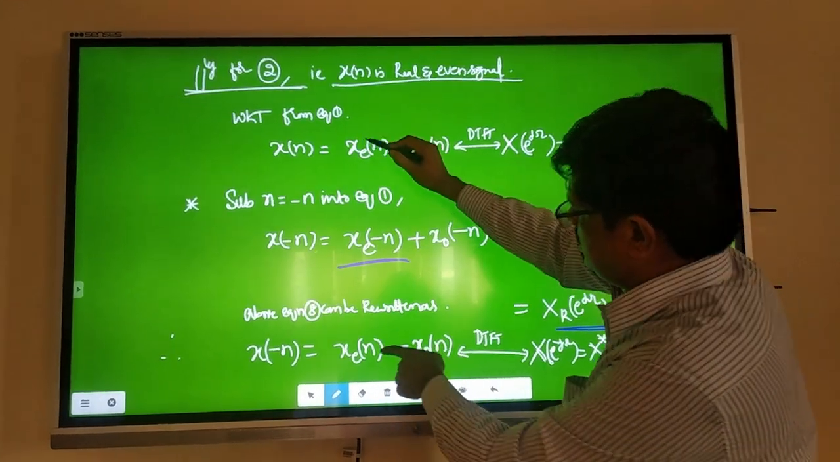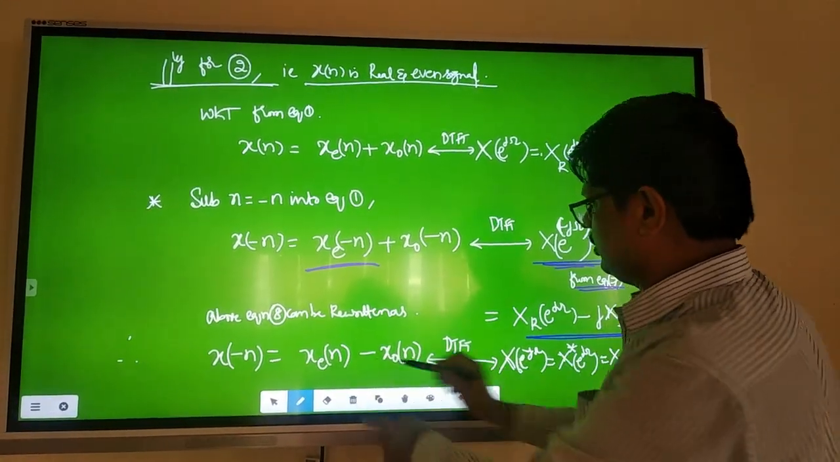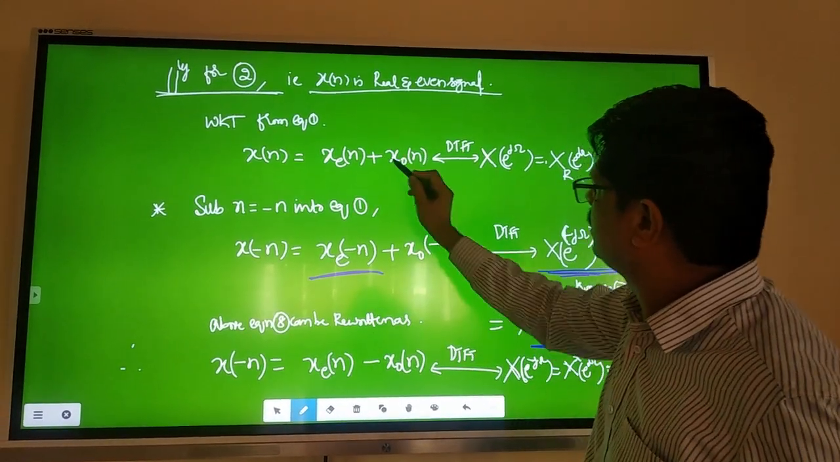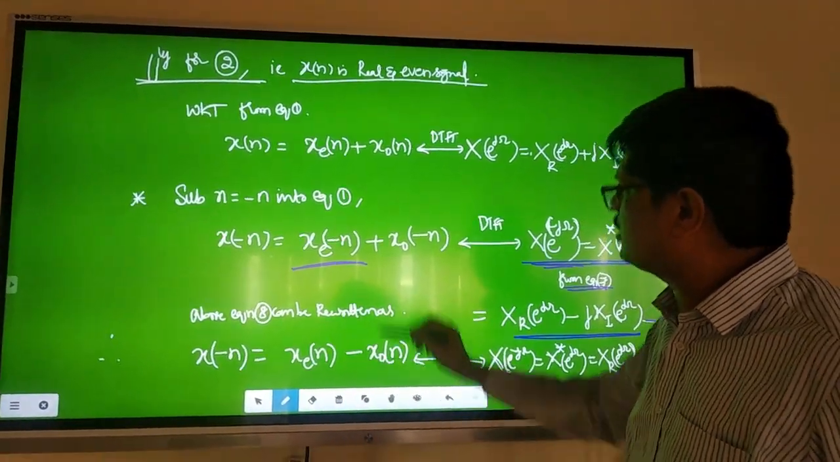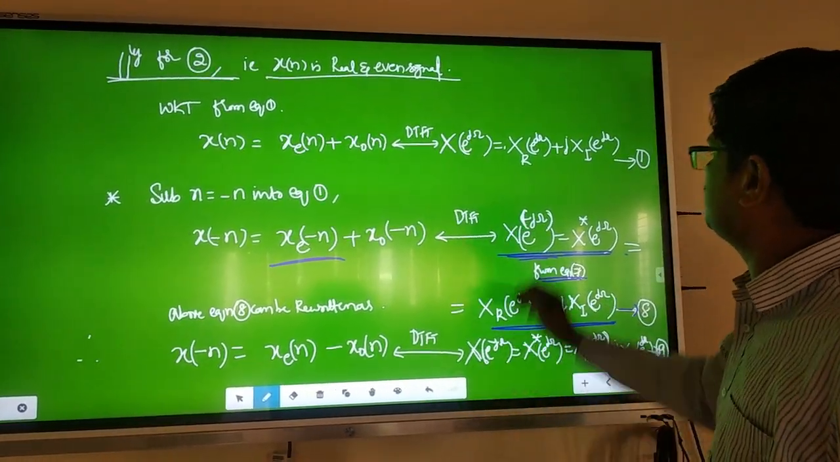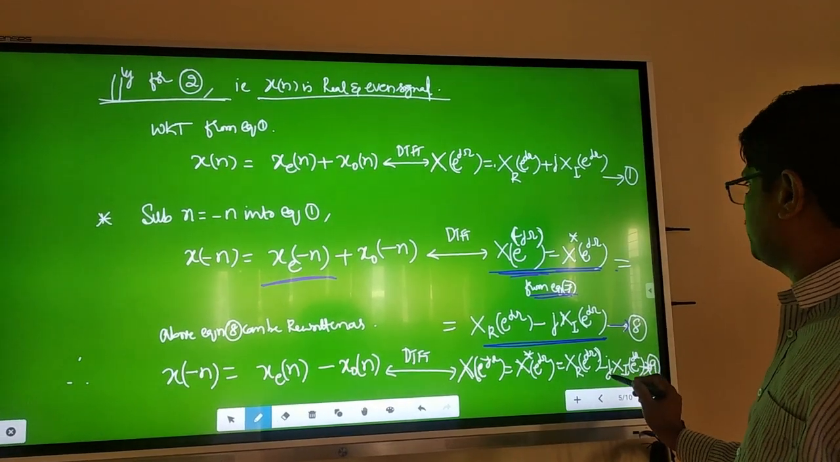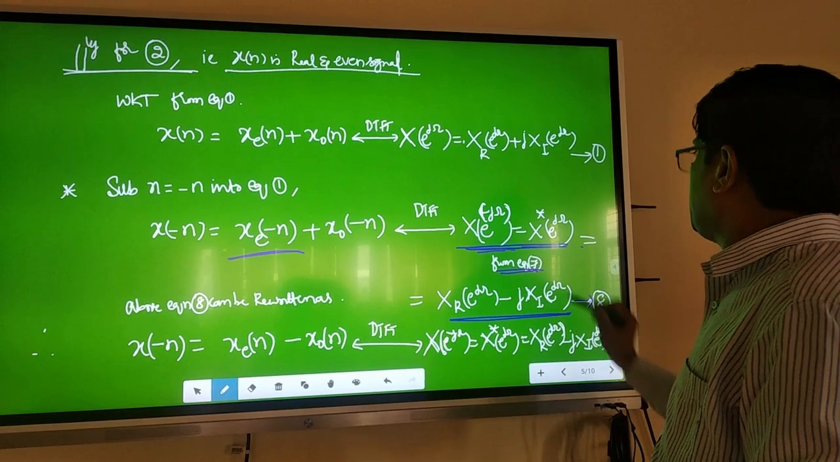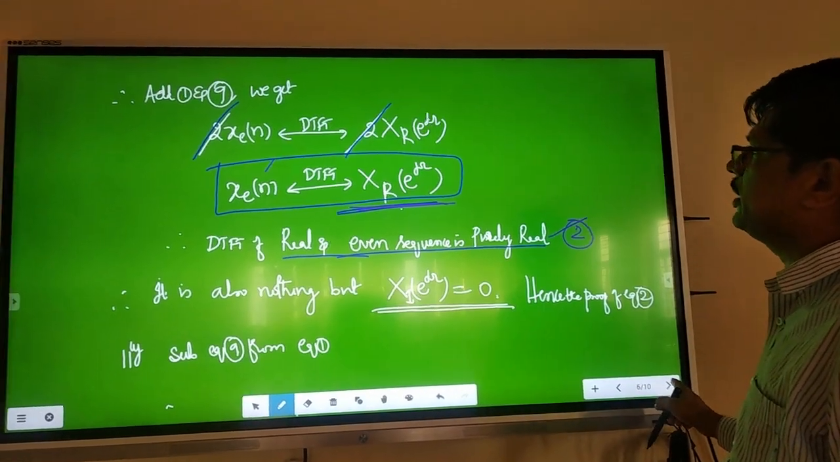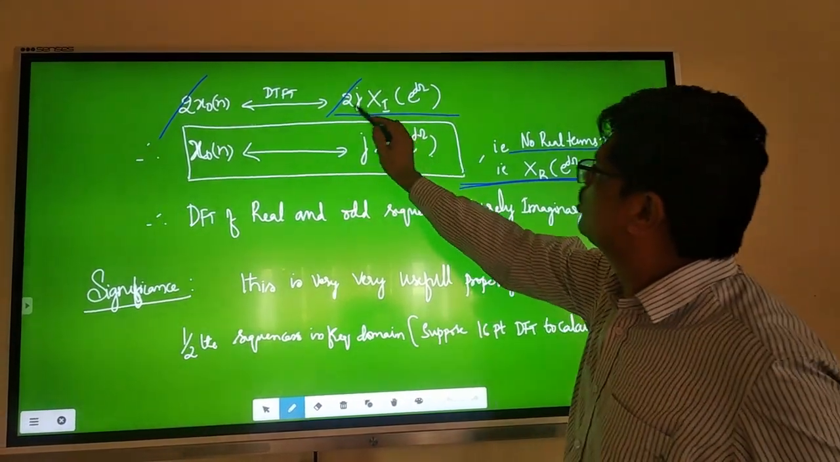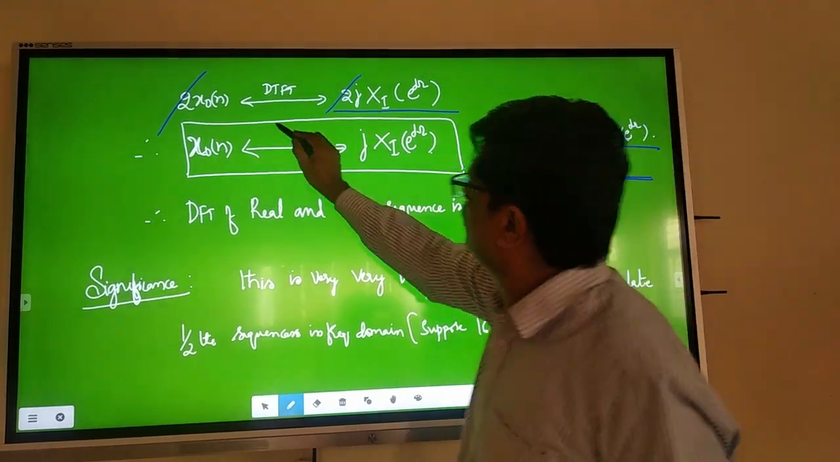Just see this one. 1 is left hand side, x_e of n minus 9, that is x_e of n. This gets cancelled. X_o of n minus of minus x_o of n is 2x_o of n. DTFT, the real terms cancel. Plus j, plus of minus is plus. 2j x_i of e power j omega you will get. That's what I am writing. See, 2j x_i of e power j omega.